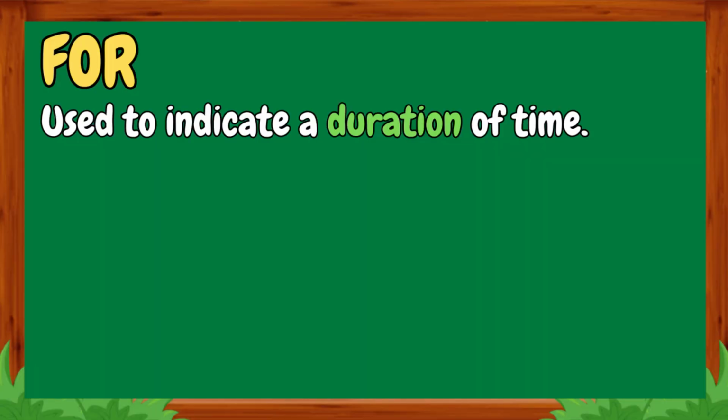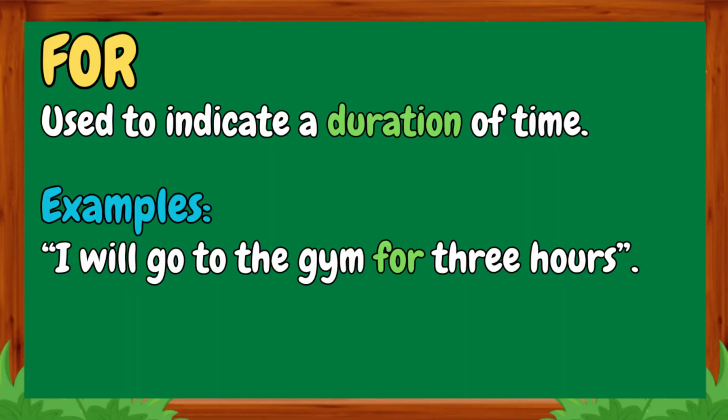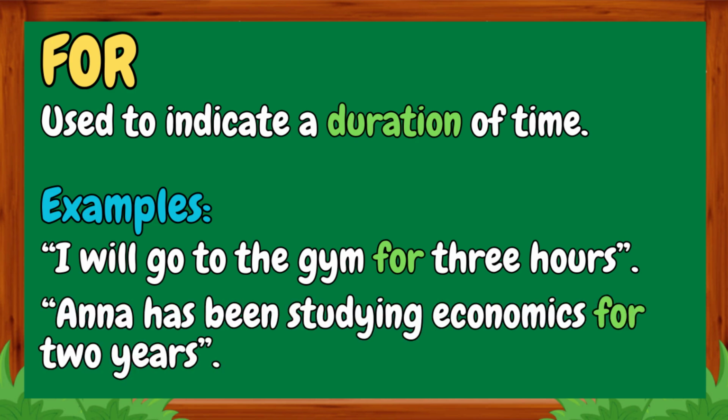For is used to indicate a duration of time. So like a length of time, a period of time. Let's go look at some examples. I will go to the gym for 3 hours. Anna has been studying economics for 2 years. So remember, we use for a duration or length of time. Let's move on to the next one.